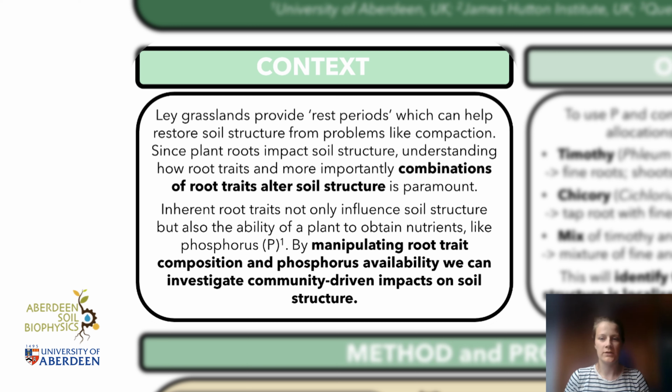It gets even more interesting when we consider the community aspect, because plants are competitive for nutrients and alter their root architecture further when there's someone else around to compete with. So this begs the question, can we manipulate a comparatively immobile nutrient like phosphorus to stimulate changes in plant architecture to alter soil structure?